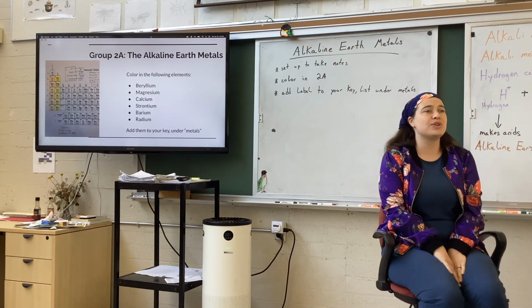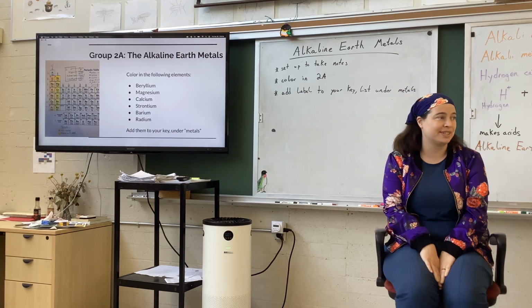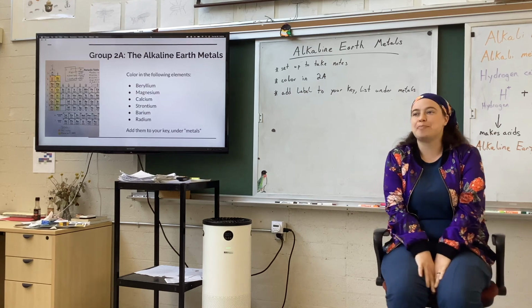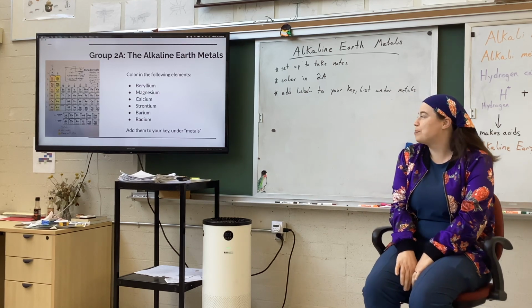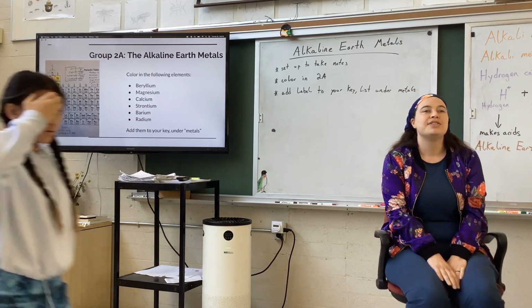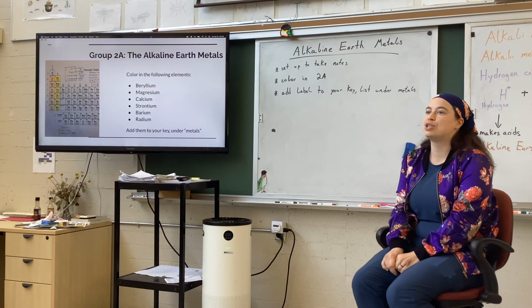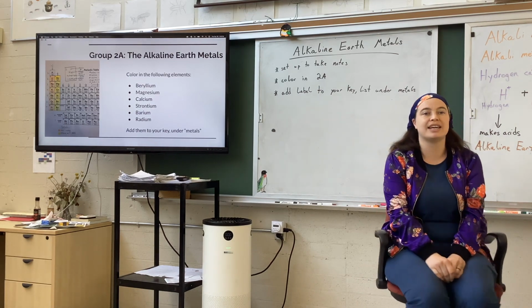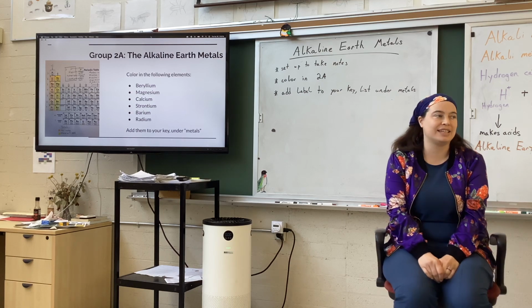In front of you, you should have your periodic table. You should have a single colored pencil, and you should be coloring in the alkaline earth metals. This is everything in column 2A. Everything in column 2A you want to be coloring in.